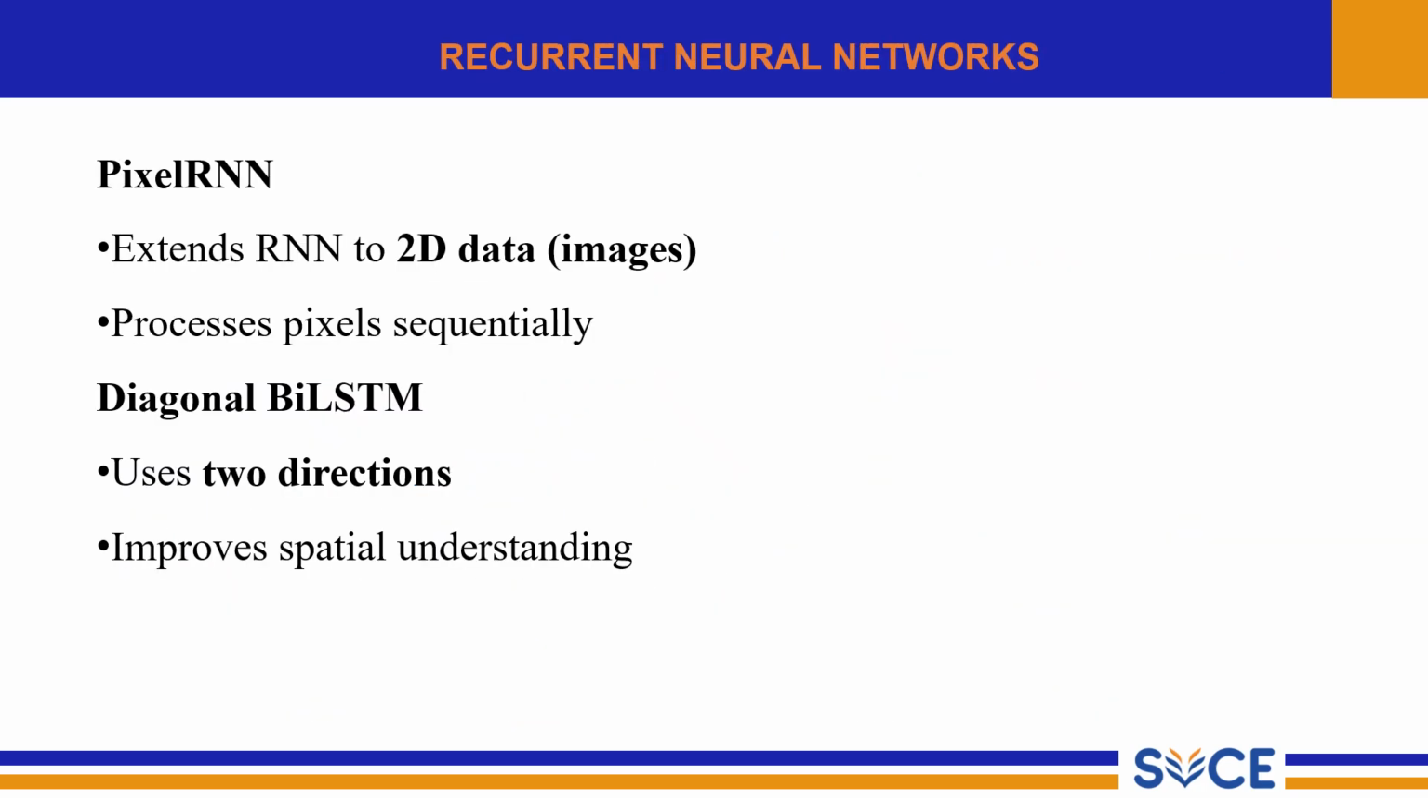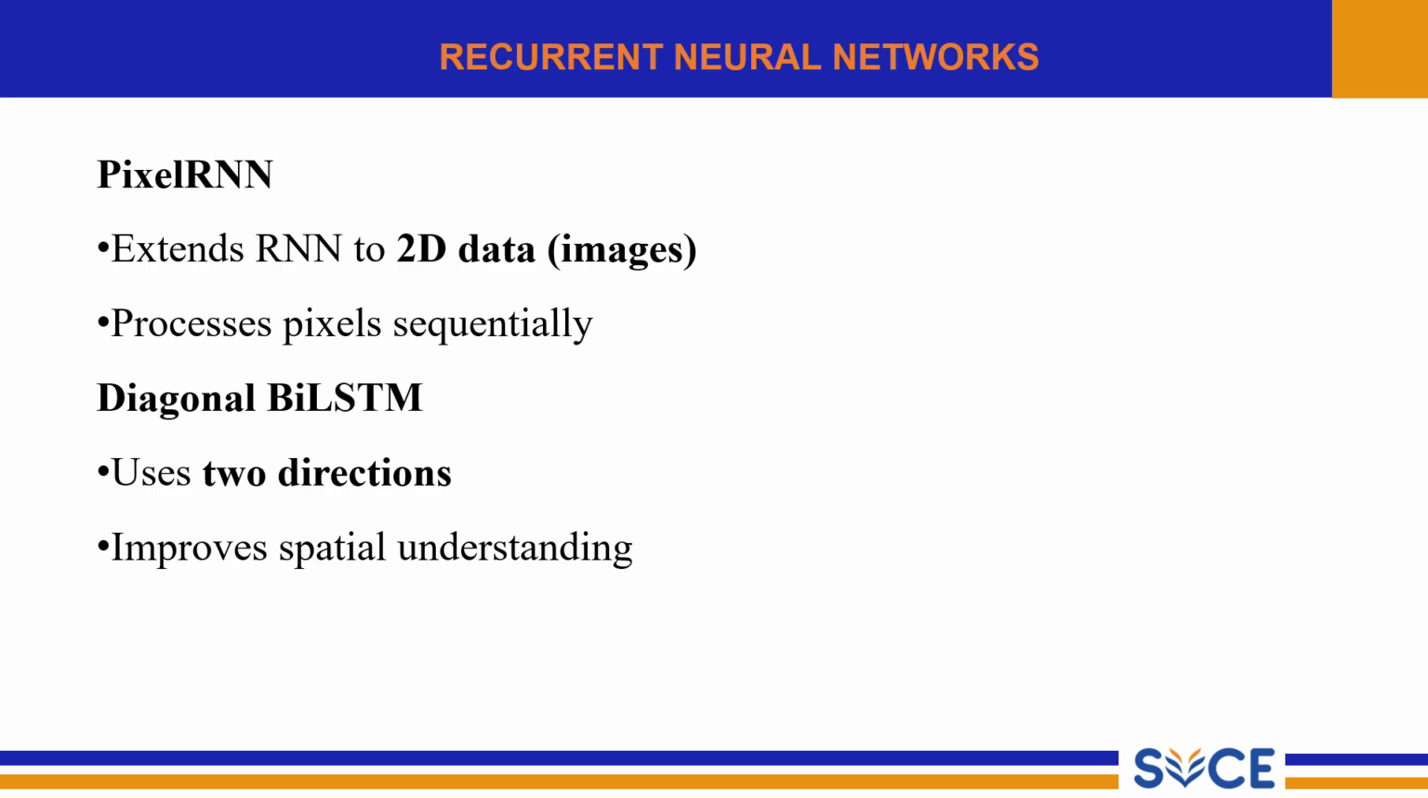So here is the difference between Pixel RNN and Diagonal BiLSTM. Pixel RNN is an extension of recurrent neural networks that allows them to work with two-dimensional data such as images. Instead of processing an image all at once, Pixel RNN treats the image as a sequence of pixels. This means the model generates or predicts pixels one at a time in a specific order, usually following a raster scan pattern. So the image is not seen as a complete grid initially. Instead, it is built gradually, where each pixel is predicted based only on the pixels that have already been generated.